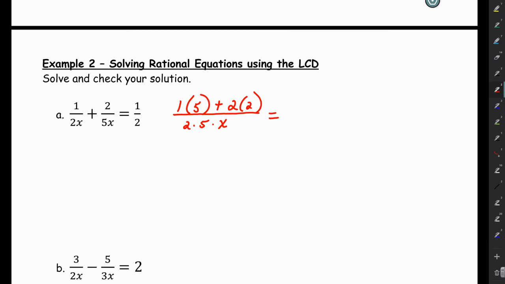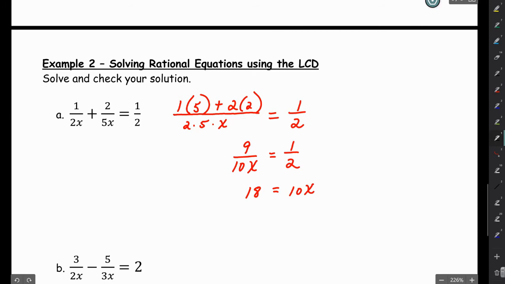All right, so we end up with, on the left side now, 5 plus 4, which gives us 9 over 10x. 2 times 5, we're just going to write that as 10x. All right, that looks a lot better. So we basically took what we had and rewrote it. Now we're going to cross multiply. 9 times 2 is 18. 1 times 10x is 10x.